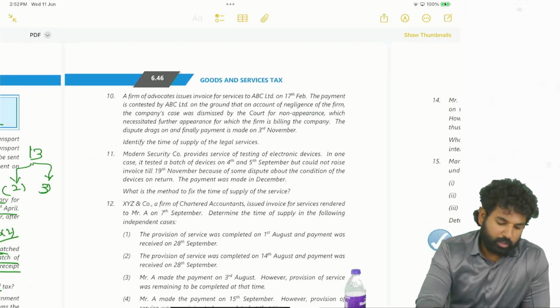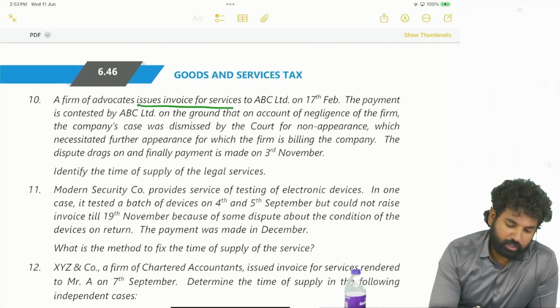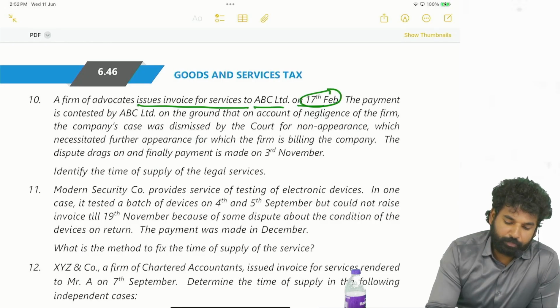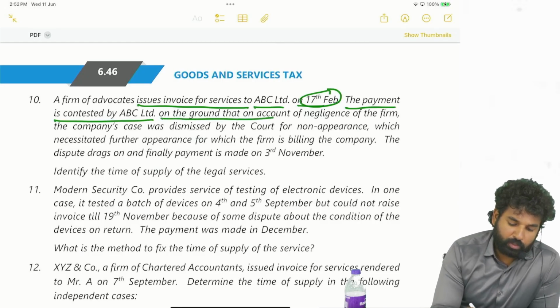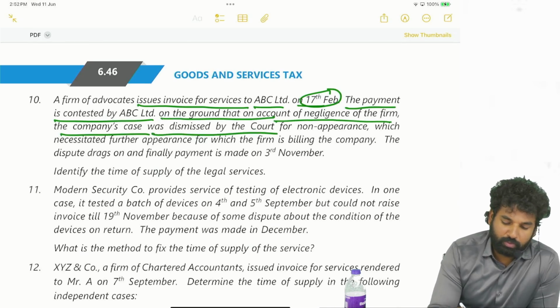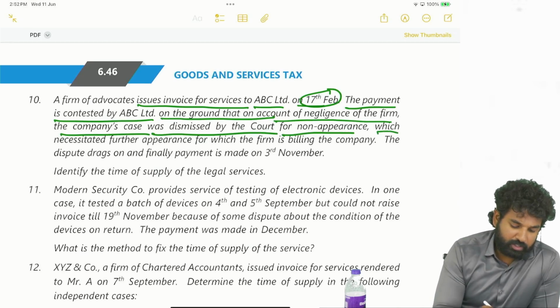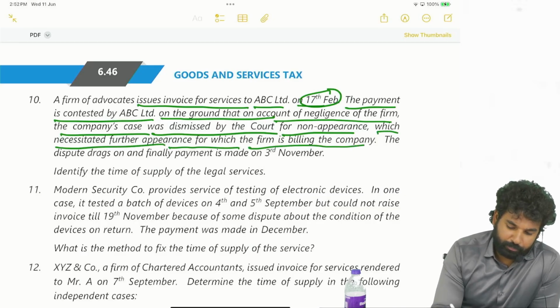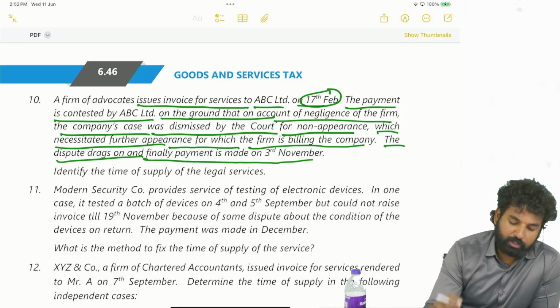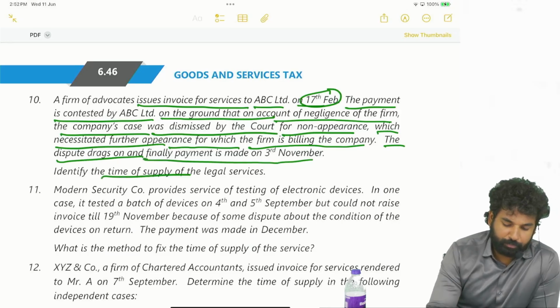Yeah, fine. A firm of advocates issues invoice for services to ABC Limited on 17th February. The payment is contested by ABC Company Limited on the ground that on account of negligence of the firm, the company's case was dismissed by the court for non-appearance, which necessitated further appearance for which the firm is billing the company. The dispute drags on. Finally, payment is made on 3rd November. Identify the time of supply.